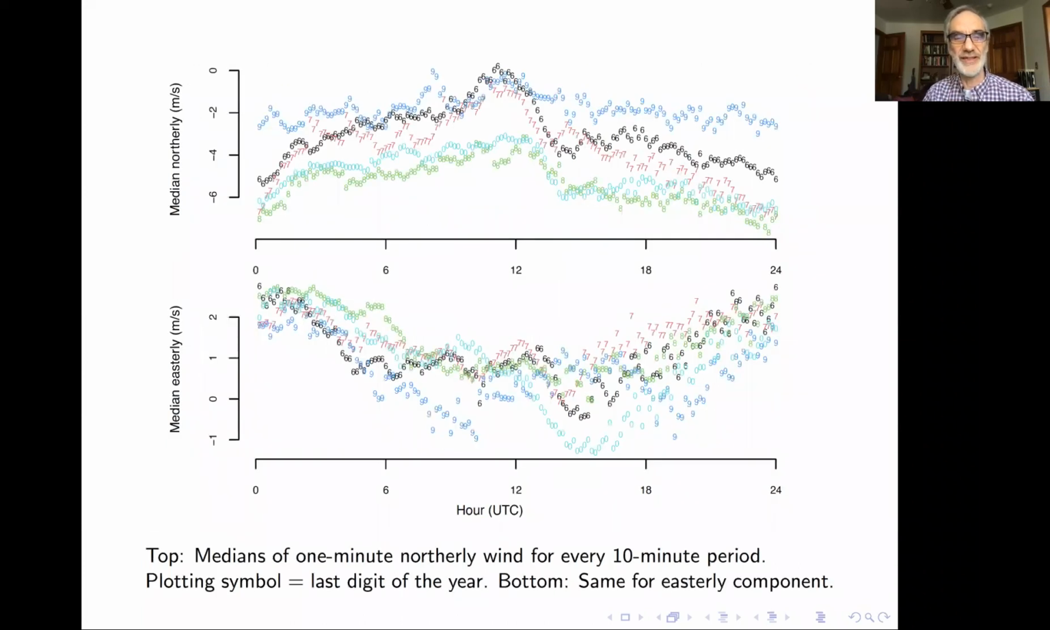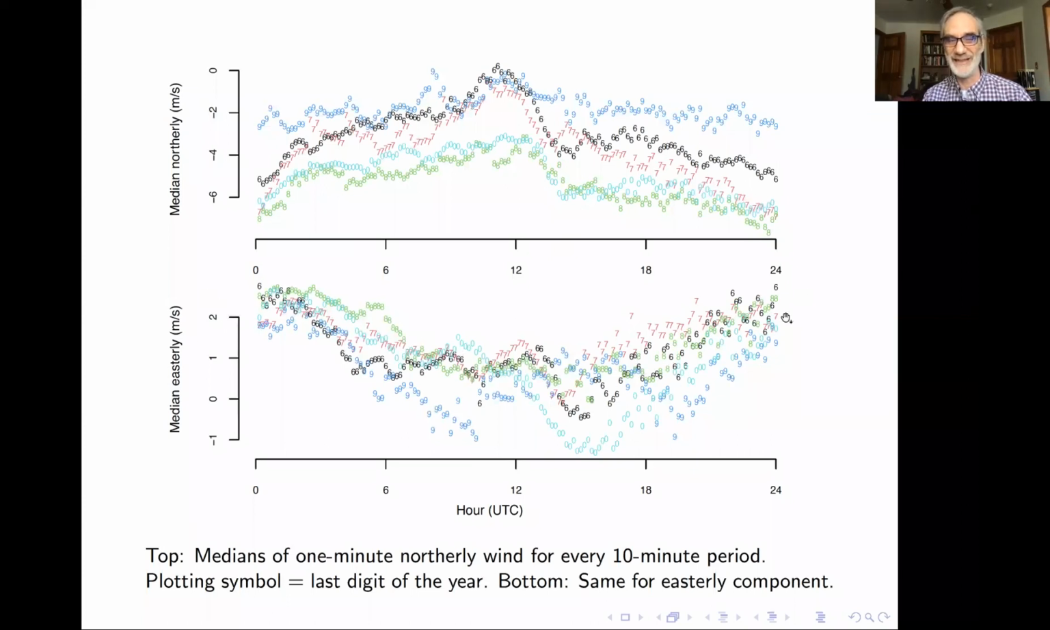Here are just the medians. You look at each 10-minute period over the 24-hour day, you look at all the data, and then for each year, so this is 2016, these are 2019, these are the medians of all those measurements. The diurnal cycle in the median winds is fairly weak, and it's not very consistent from year to year. It varies a lot from year to year.